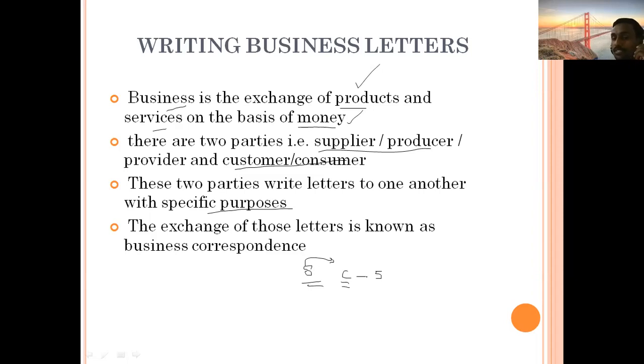Suppose your company is working and some raw material is required. Based on that you are going to order raw material for your company. It may be electricity supply, or any other things. There are so many things which are required, so you have to do such kind of business with different parties. The exchange of those letters is known as business correspondence.